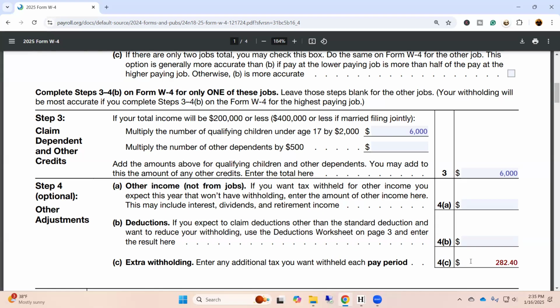Now, this 282.40 doesn't have to come from one employer. If Daniel wanted, he could take the 282.40 and divide it in half and have 141.20 withheld extra from each employer each pay period. Okay?